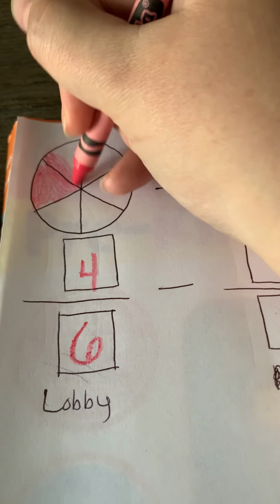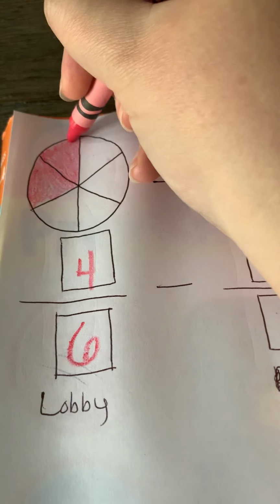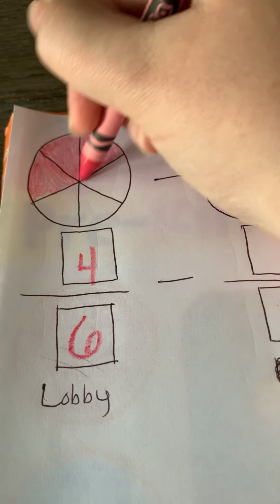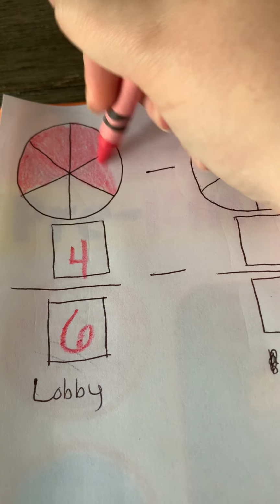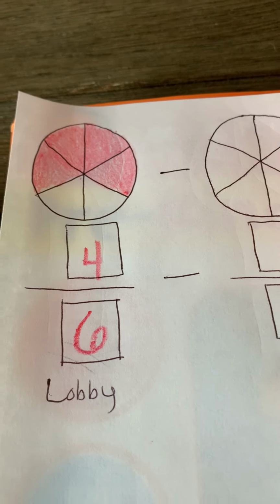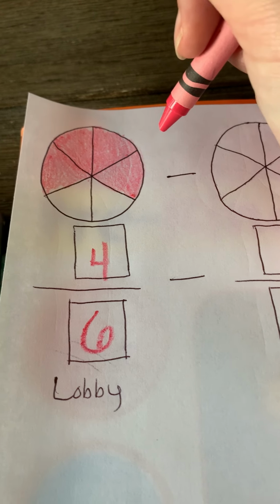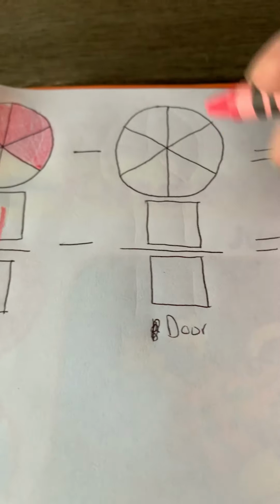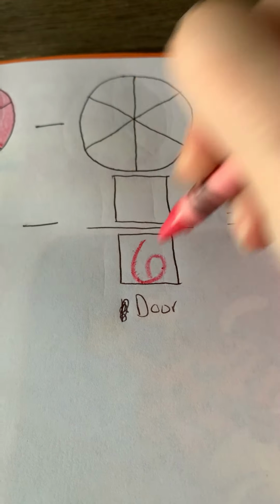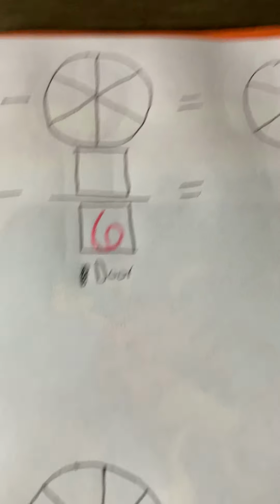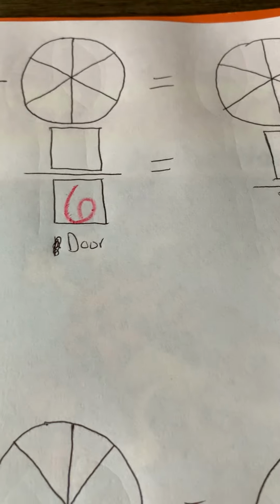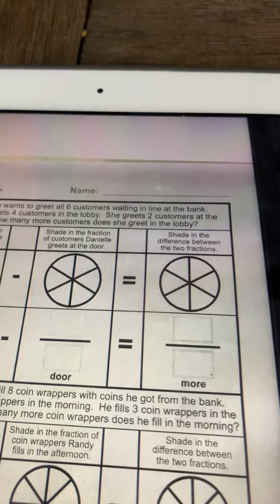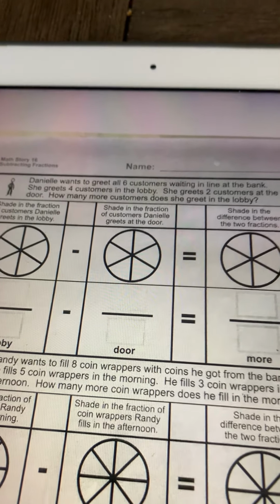1, 2, 3, 4. Okay, so she greets 4 out of the 6 customers in the lobby. And we already know we have 6 customers that she wants to greet. So let's put our 6 at the bottom. And let's see how many she greets at the door. She greets 2 customers at the door.